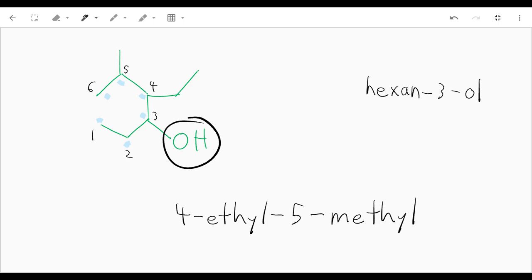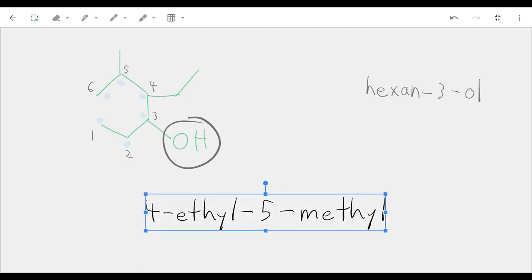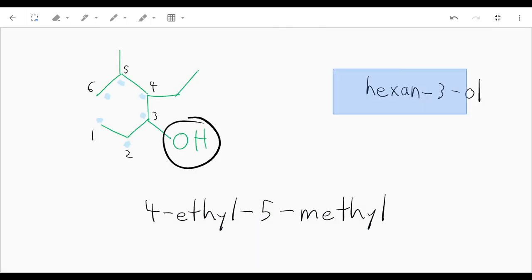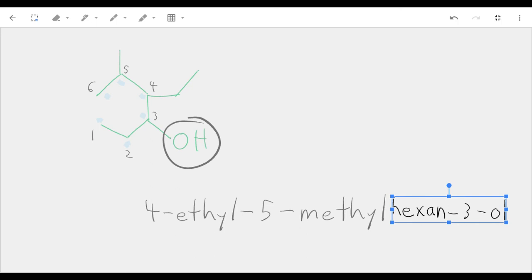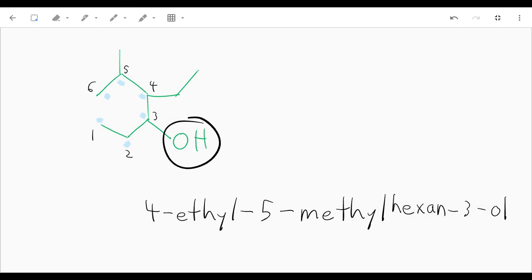And then all I need to do is stick everything together. I can cheat because I'm using a computer and literally just move them. So this would give us a total name of 4-ethyl-5-methylhexan-3-ol.